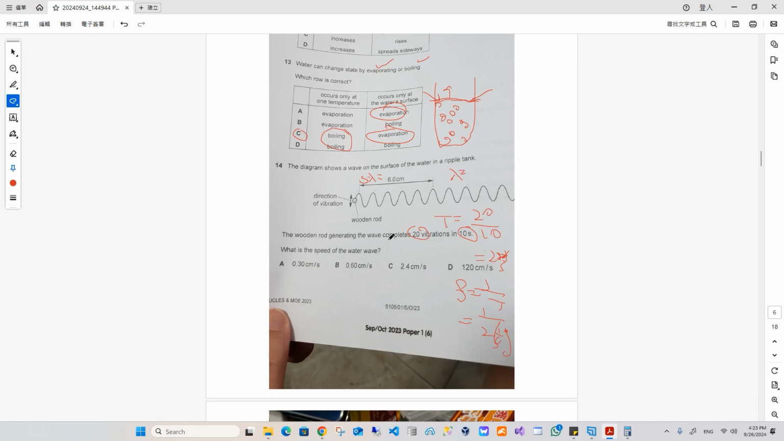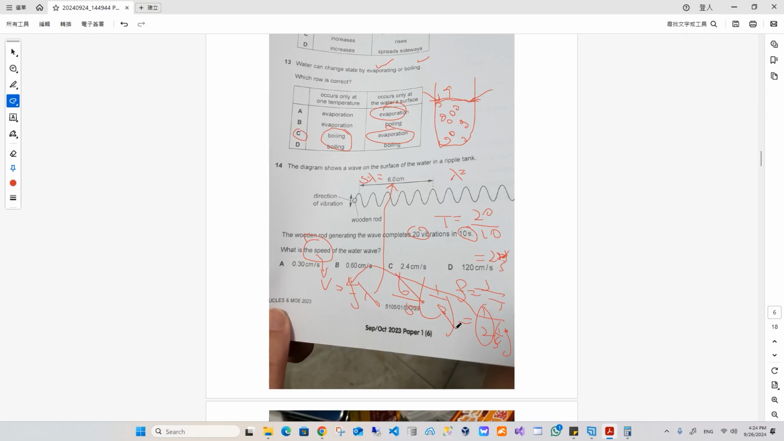Okay, so we have the formula v equals f lambda. The v, the speed that we are asked, is this value. So I need f times lambda only. My f is from here, which is half, and the lambda is 6 over 5, because 5 lambda equals 6 cm. So in terms of cm, I have my lambda equals 6 over 5. So it's 6 over 5 times 1 over 2.